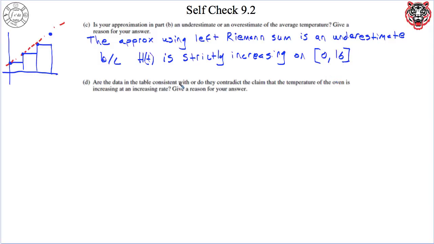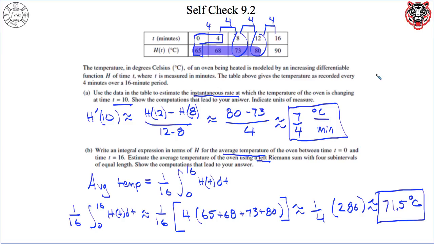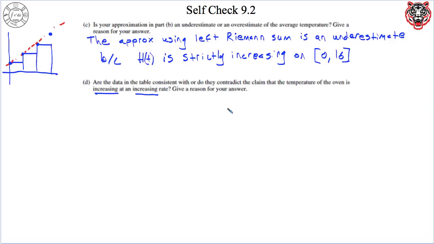Part D was tricky. So it's talking about increasing at an increasing rate. Is that consistent with the table? So what I'm going to do, and I can only do this because I have a consistent distance between these values. If I didn't have that, I would have to find the slope of each of these values and say that the slope is gradually increasing. But because these are all the same distance apart, I can do a little trick here. So I'm going to rewrite these values down.